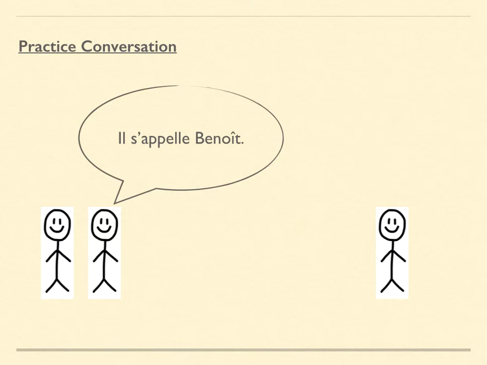You have two options. You can either say, Il s'appelle Benoit. Or, if you couldn't remember if Benoit was a dude name or a girl name, you could have said, Son nom est Benoit. Oh, yay, merci bien. Thank you so much for helping me out.